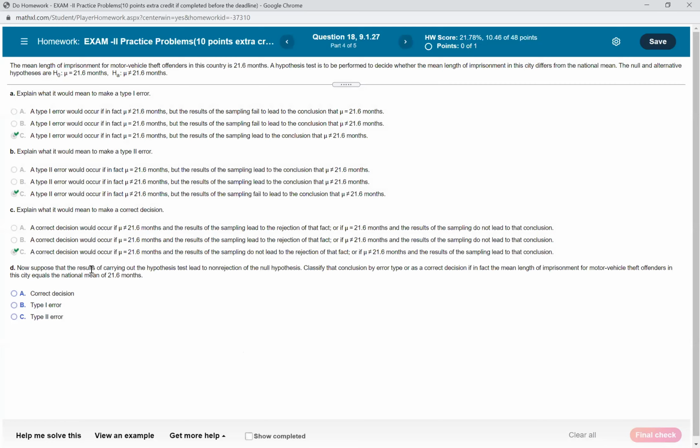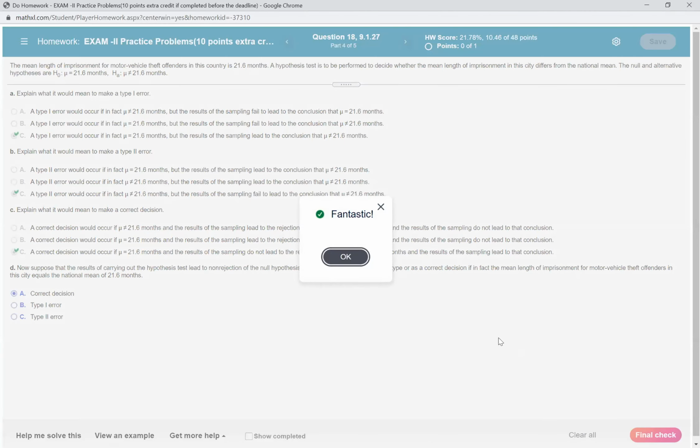Okay, so now suppose that the results of carrying out the hypothesis test led to a non-rejection of the null. So we do not reject the null. Classify that conclusion by error type or as a correct decision if in fact the mean length of imprisonment for motor vehicle theft offenders in the city equals the national mean. Okay, so the true fact is it is equal to 21.6 and we are not rejecting. So that's when we made the correct decision.